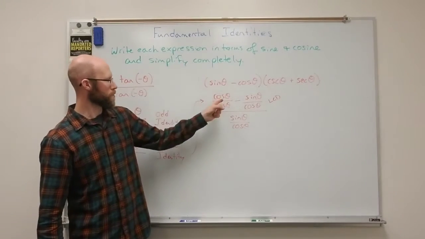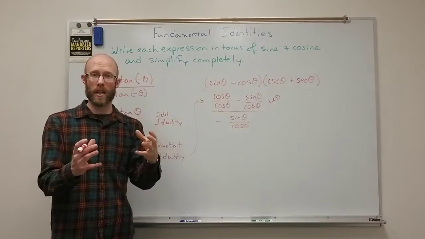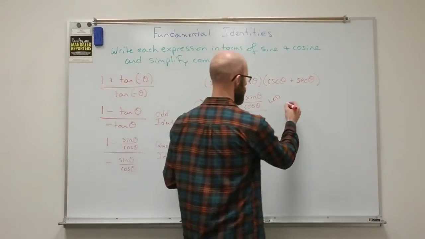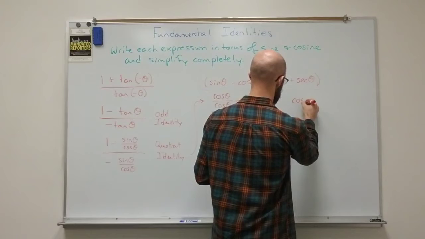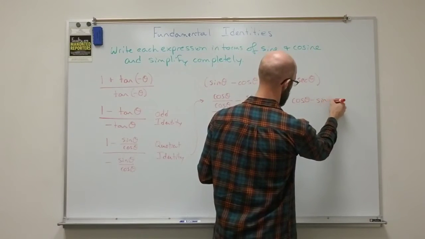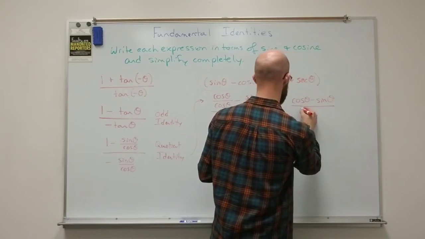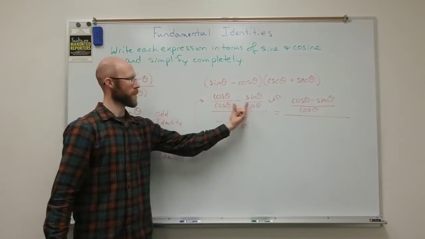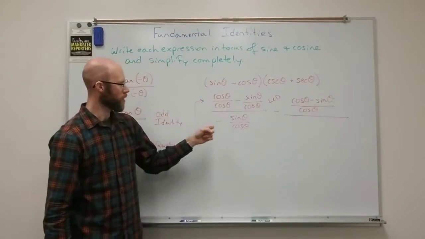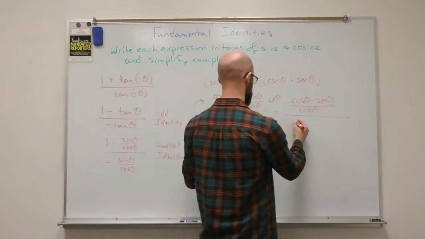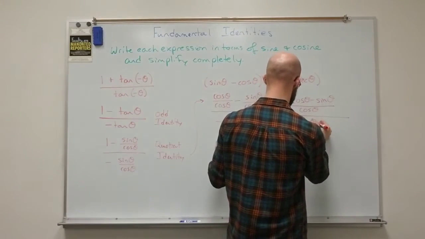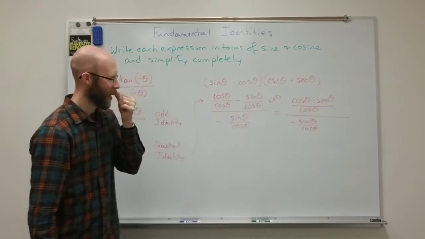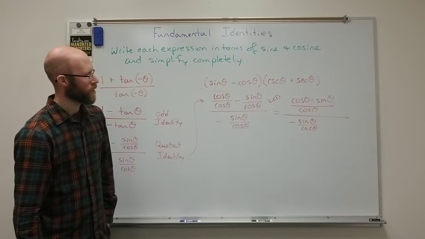Here I'm subtracting two fractions. I can get them together now that they have an LCD. I can call it cosine minus sine on top: cosine theta minus sine theta all over the cosine of theta. So I just combined two fractions into one. And on the bottom I still have a negative sine theta over the cosine of theta.